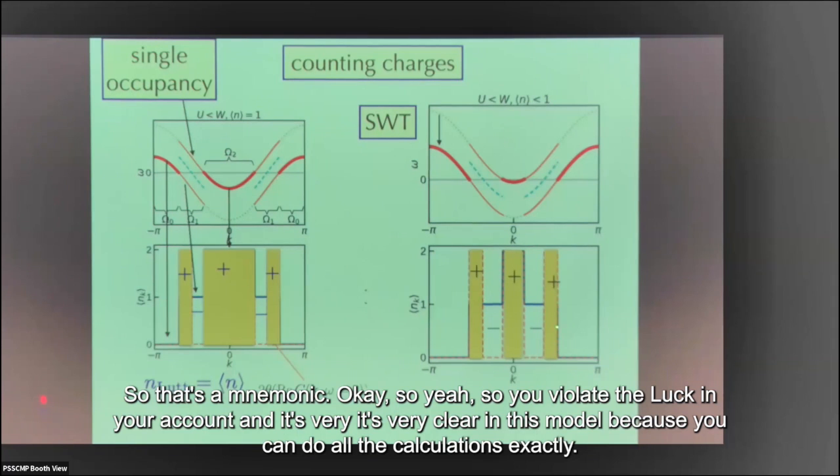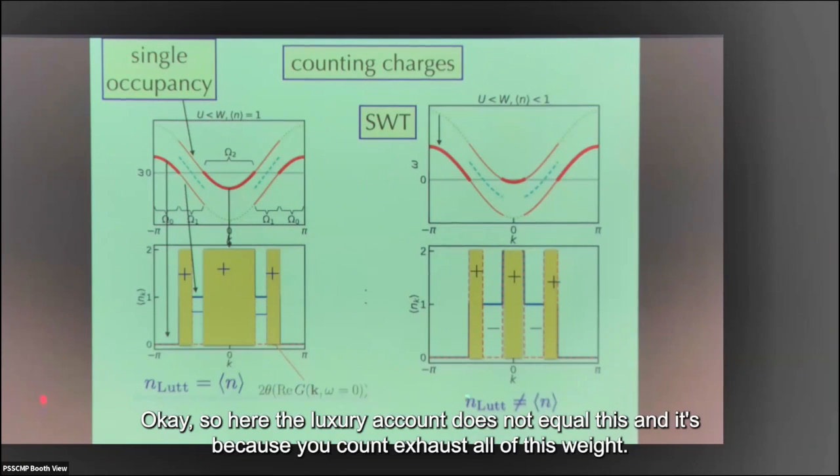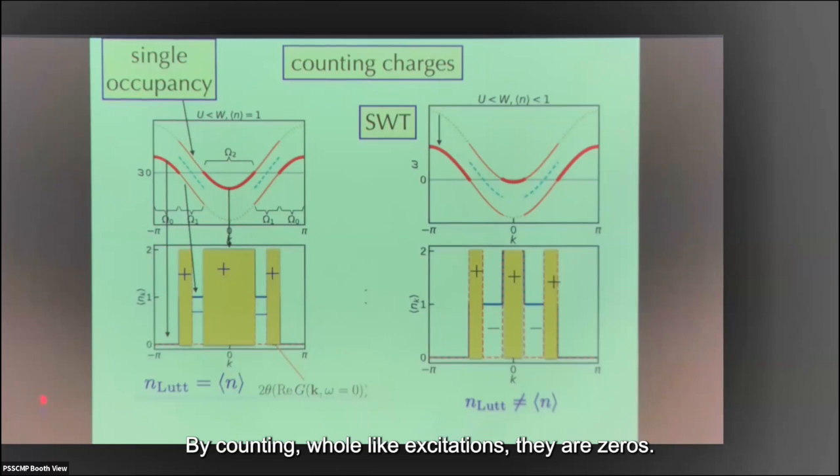Okay. So yeah, you violate the Luttinger count, and it's very clear in this model because you can do all the calculations exactly. Okay, so here the Luttinger count does not equal this, and it's because you can't exhaust all of this weight by counting pole-like excitations. They're zeros.